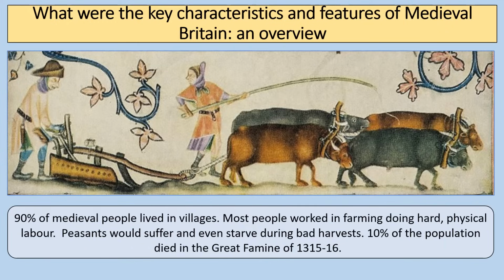Around about 90% of medieval people would have lived in villages. Most people, as we said, would have worked in farming, and peasants would suffer and even starve during the bad harvests. 10% of the population died in the Great Famine of 1315, 1316.